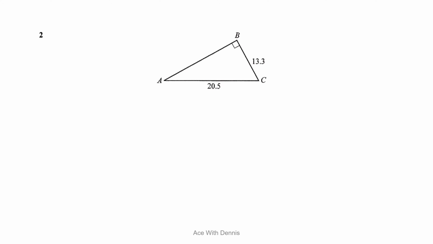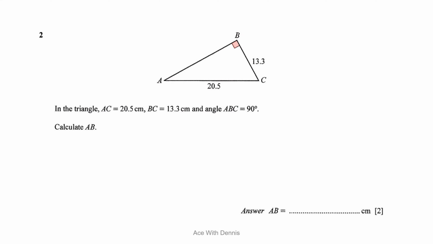Question 2. Given this diagram, in the triangle AC equals 20.5 cm, BC equals 13.3 cm, and angle ABC equals 90 degrees. Calculate AB. 2 marks. As given, angle ABC is 90 degrees, which means this is a right-angled triangle. BC is 13.3 cm and AC is 20.5 cm, so AC is the hypotenuse. We need to calculate the length AB, so we can apply Pythagoras theorem.